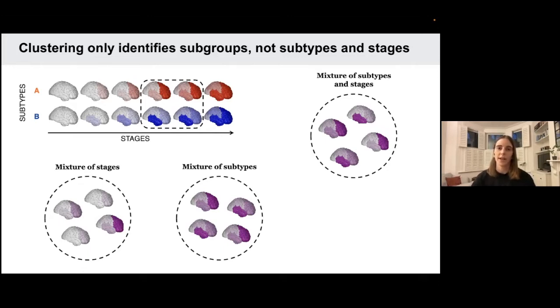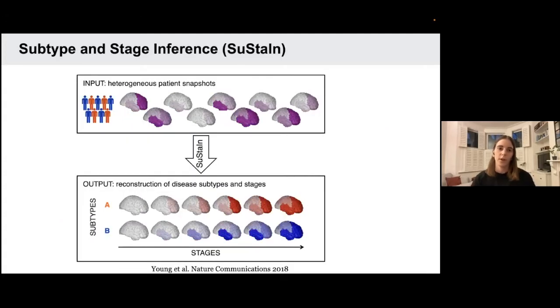So ideally, what we'd like to do instead is to directly recover the subtypes and the stages from our data. So subtype and stage inference, or SuStaIn, is an unsupervised learning algorithm that we've developed, which combines clustering with disease progression modeling, which enables you to estimate both disease subtypes and disease stages simultaneously. So SuStaIn enables you to input a set of heterogeneous patient snapshots from a population. This can be all cross-sectional baseline measurements. And then it groups together these individuals into subtypes that have distinct progression patterns.